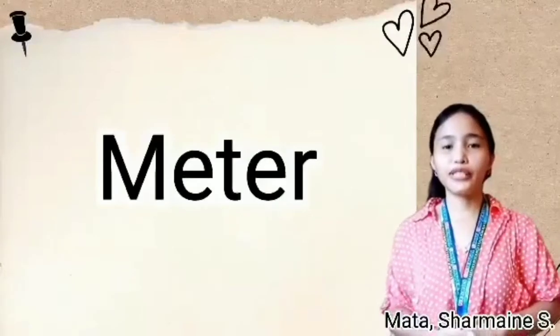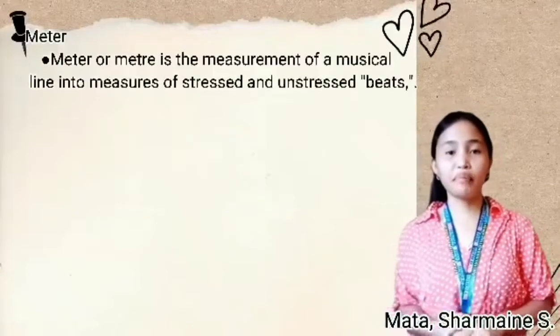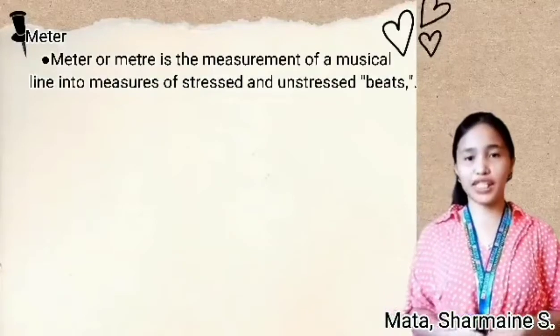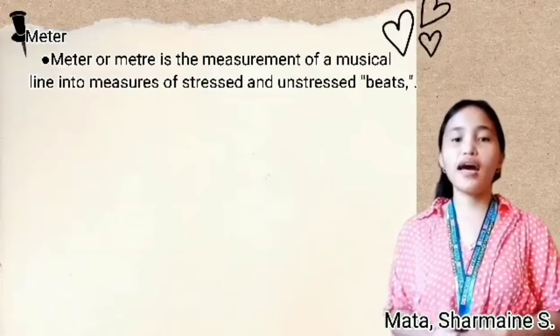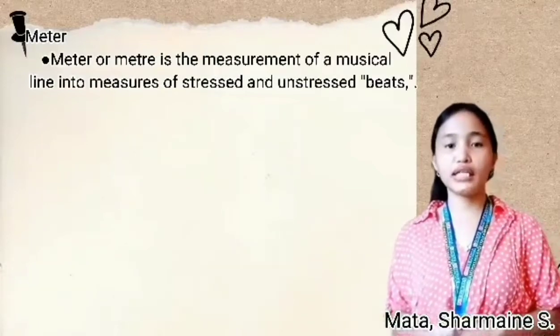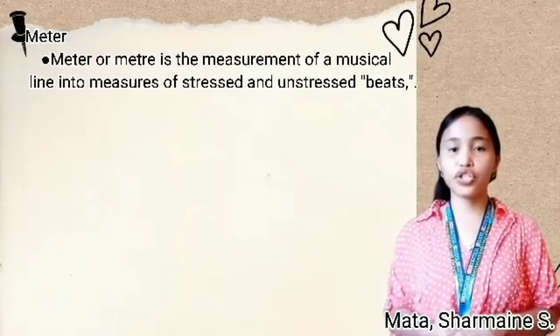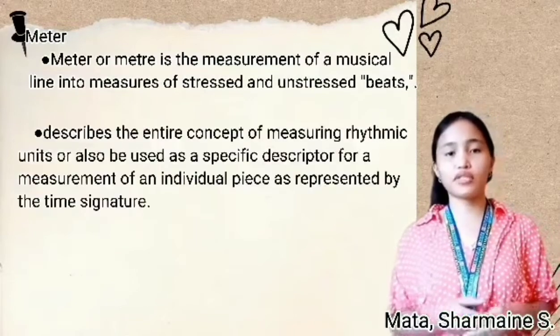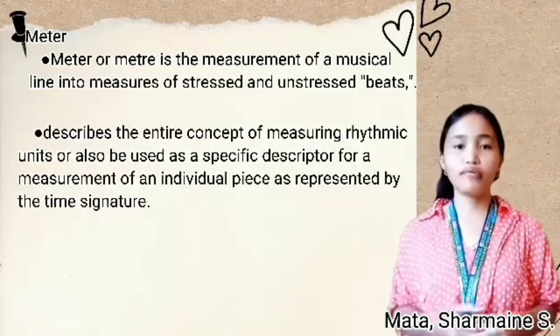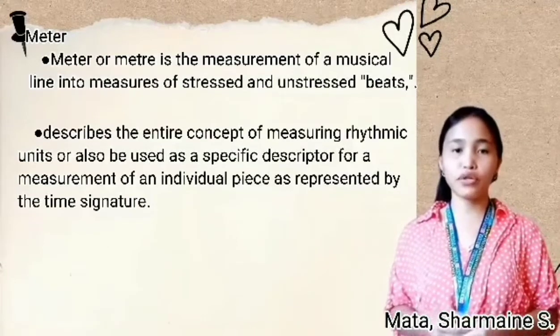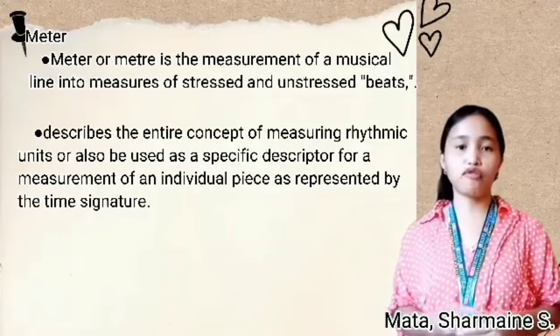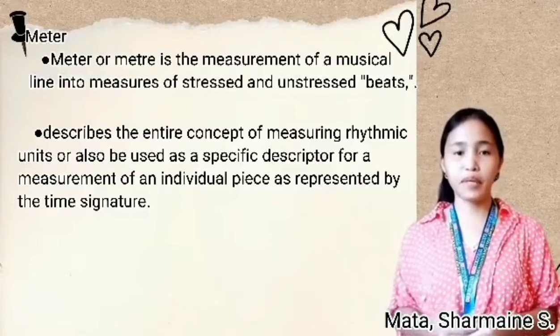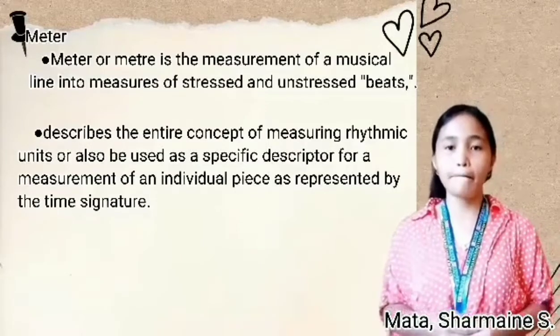And now let's proceed to meter. Meter or metric is the measurement of a musical line into measures of stressed and unstressed beats, indicated in Western music notation by a symbol called a time signature. Properly, meter describes the entire concept of measuring rhythmic units, but it can also be used as a specific descriptor for a measurement of an individual piece as represented by the time signature.